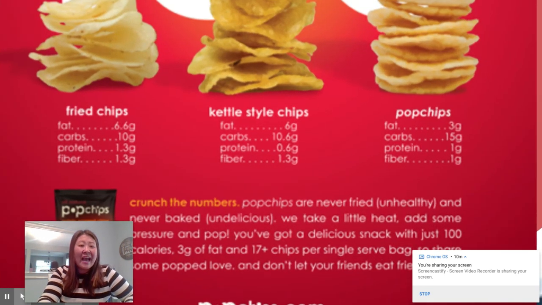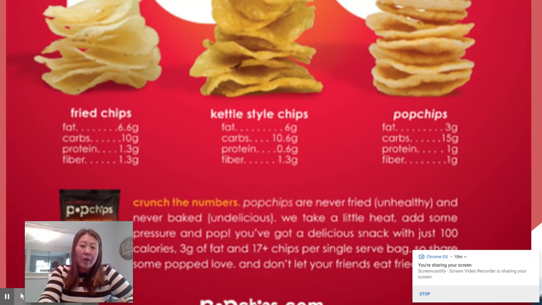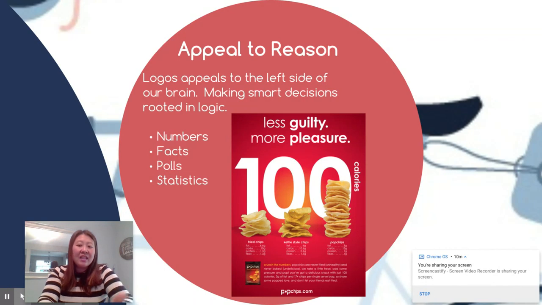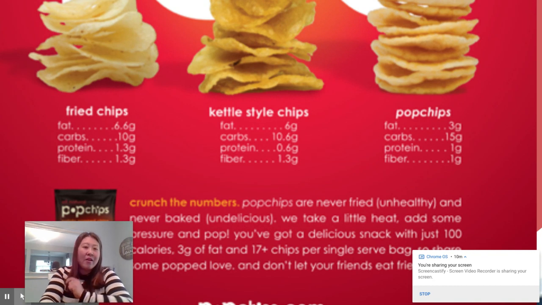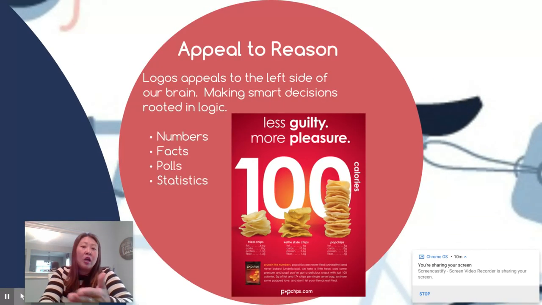So look at this ad. This is an ad that's based in logic. They're not trying to sell you on anything manipulative or deceive you. They're just giving you the facts straight up. They're saying, hey, eat these chips because they're only 100 calories. Let me tell you about the other chips that are not 100 calories. And they give you nutritional facts to help you make a wise decision. So this is 100% an appeal to reason using logos, logic.